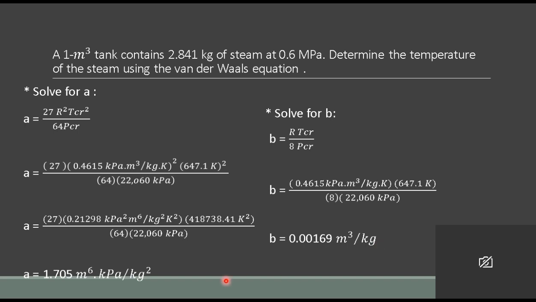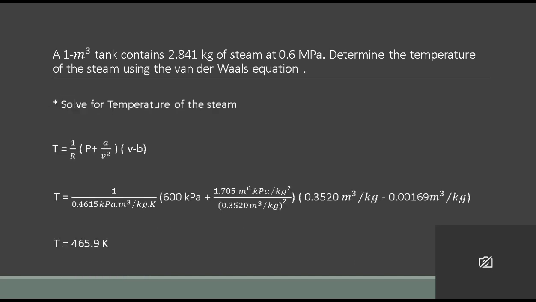Now we already have the values of A and B, and also the value of the specific volume. Therefore, we just plug in their values in our equation, which is T equals 1 over R, times (P plus A over V squared), times (V minus B). By plugging in the values and canceling the common units, we got T equals 465.9 Kelvin. So this is the temperature of the steam using the van der Waals equation.